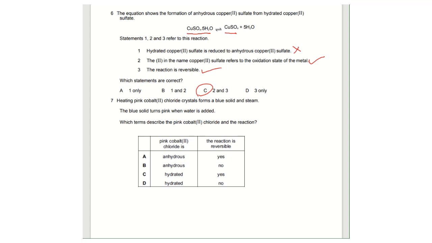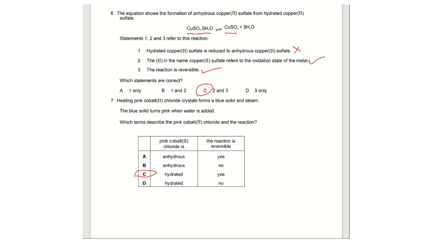Heating pink cobalt chloride crystals forms a blue solid and steam. The blue solid turns pink when water is added. So, which term describes the pink cobalt chloride and the reaction? Pink cobalt chloride is hydrated. The reaction is reversible.